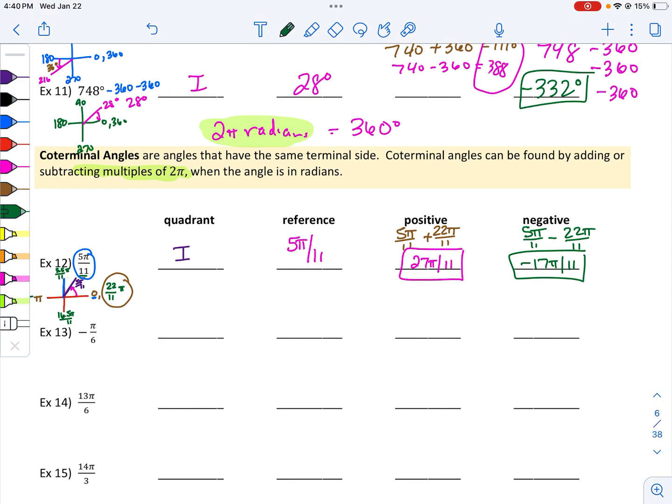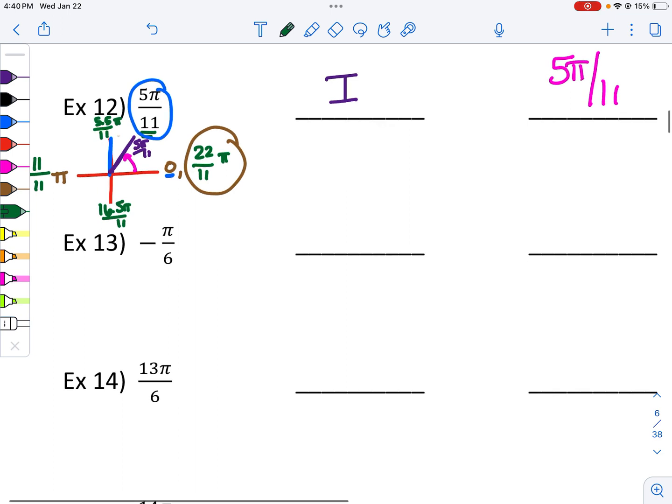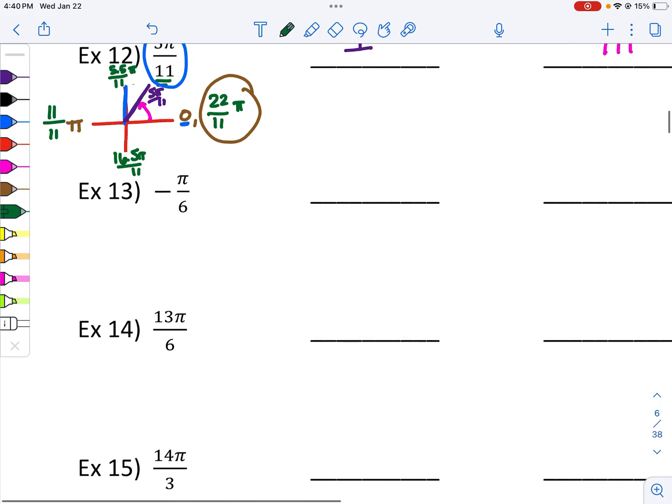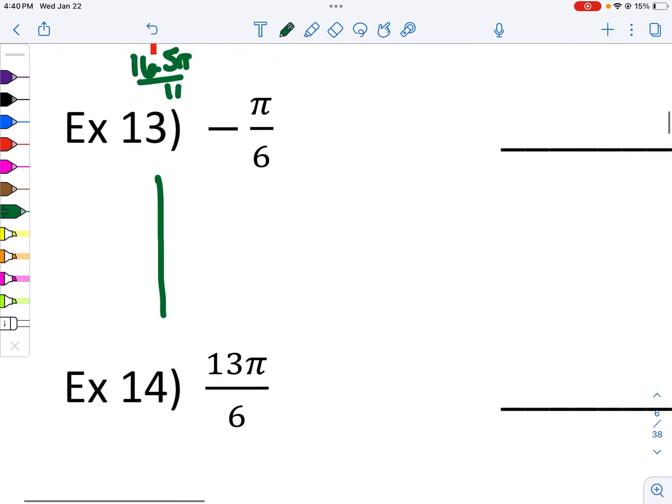Okay, so the fractions sometimes get messy. However, we're going to work with them in terms of their denominator. So if it's 11ths, we're going to make our picture in terms of 11ths. This one is in sixths, so we're going to make our picture in terms of sixths. The first thing we're going to do is our picture here.